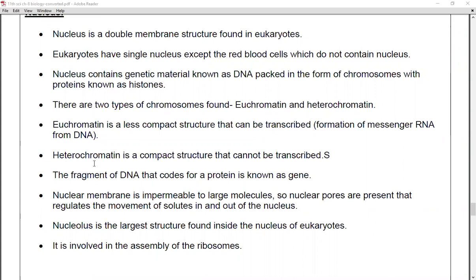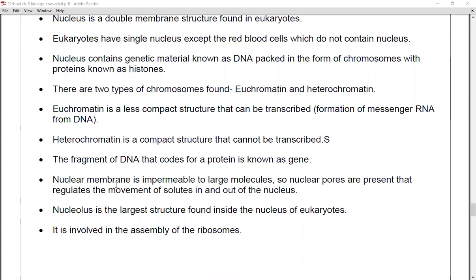And second is the heterochromatin. Heterochromatin is a compact structure that cannot be transcribed, right? The one which is not able to be transcribed is known as heterochromatin. So euchromatin is a less compact structure, while heterochromatin is more compact, right? Euchromatin can be transcribed while heterochromatin cannot, so in heterochromatin the DNA cannot be converted into messenger RNA, right?